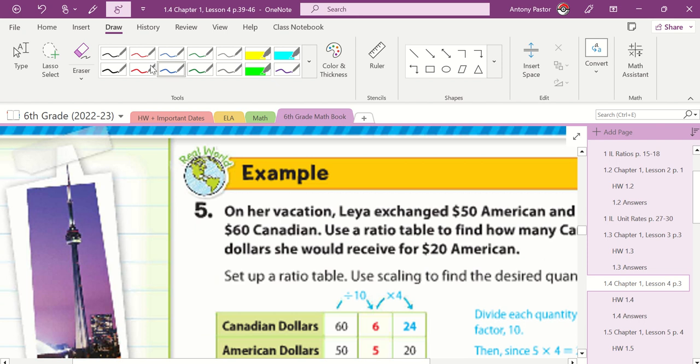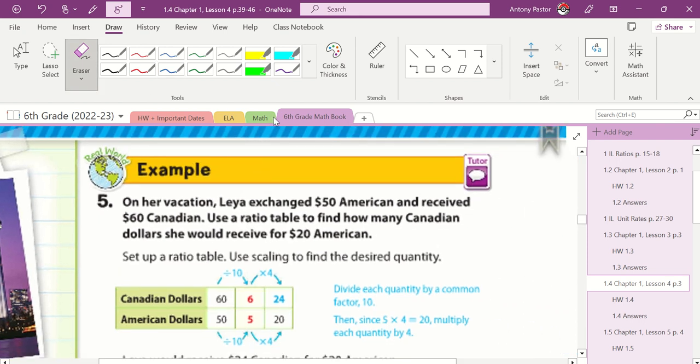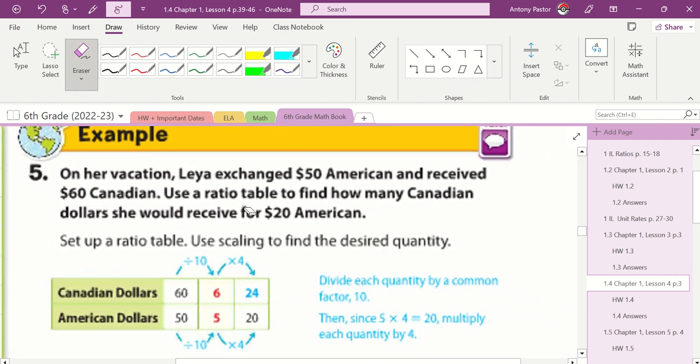So we're going to use this example, and then we're going to call this one a video. On our vacation, Leia exchanged 50 American dollars and received 60 Canadian dollars. Use a ratio table to find out how many Canadian dollars she would receive for 20 American. Set up the ratio table, use scaling to find the desired quantity.